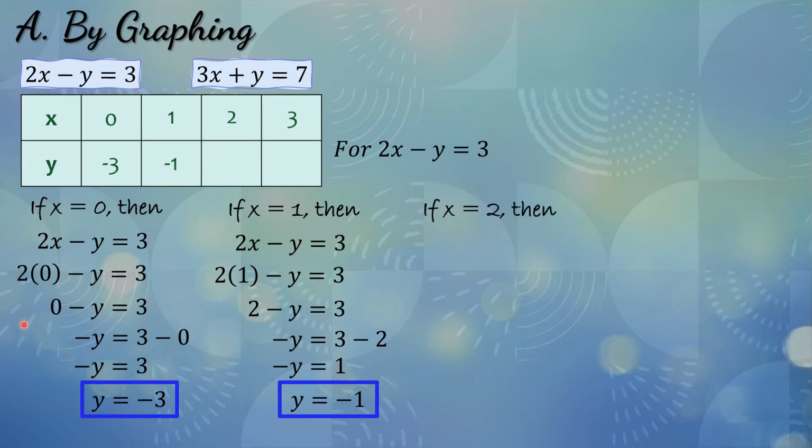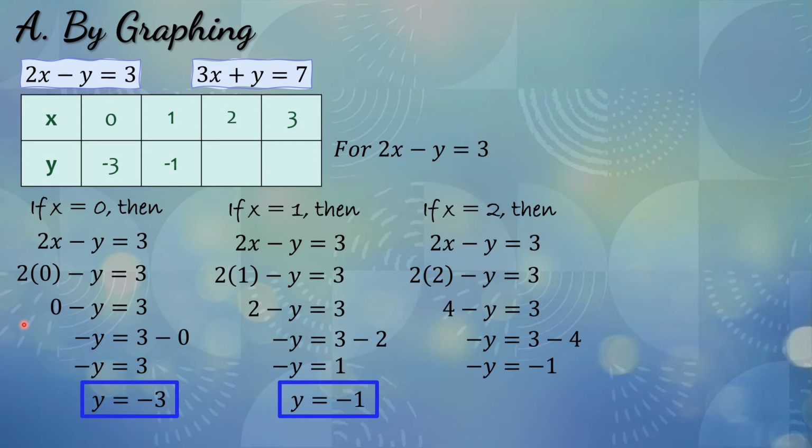So, if x is equal to 2, then 2x minus y is equal to 3. Substitute the value of 2 to the variable x. So, magiging 2 times 2 minus y equals 3. So, 2 times 2 is 4, minus y is equal to 3. Transpose positive 4 to the right side. So, magiging negative y equals 3 minus 4. So, the resulting equation will be negative y equals negative 1.